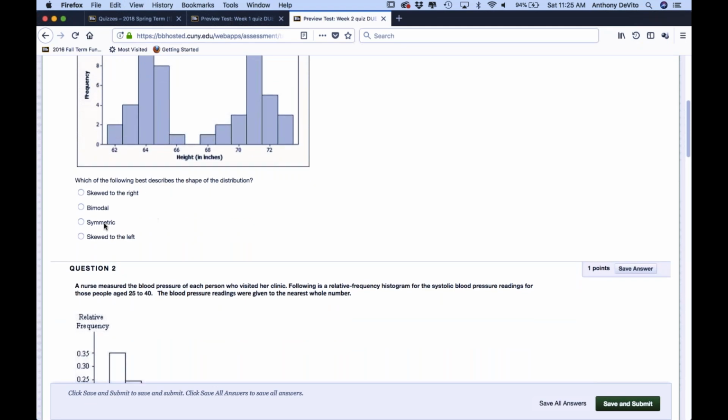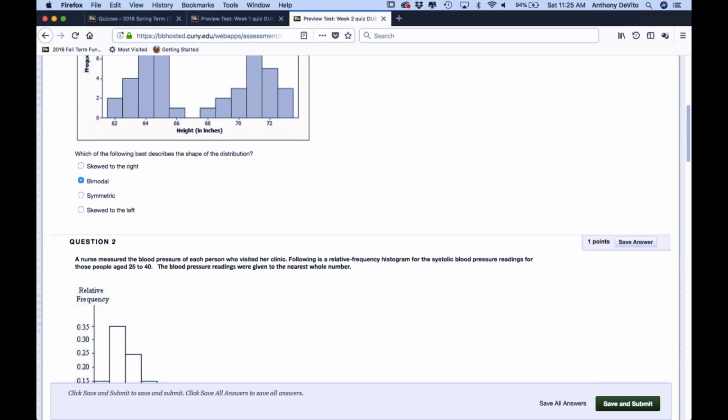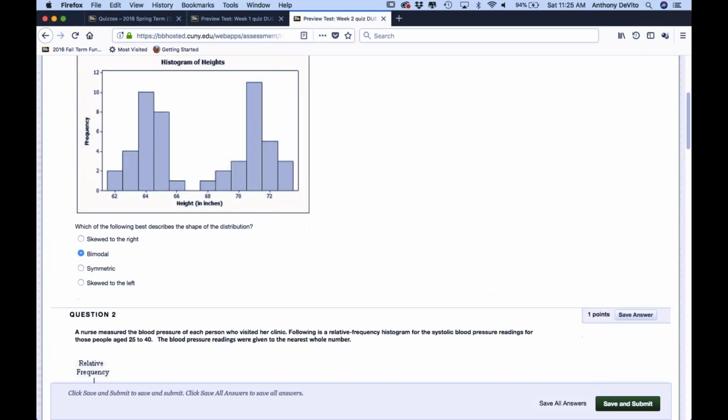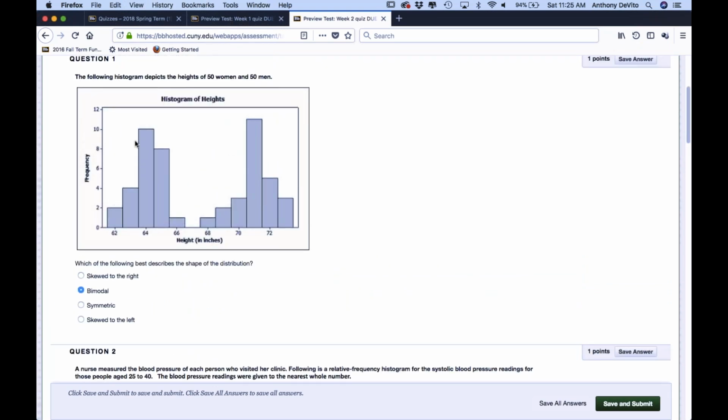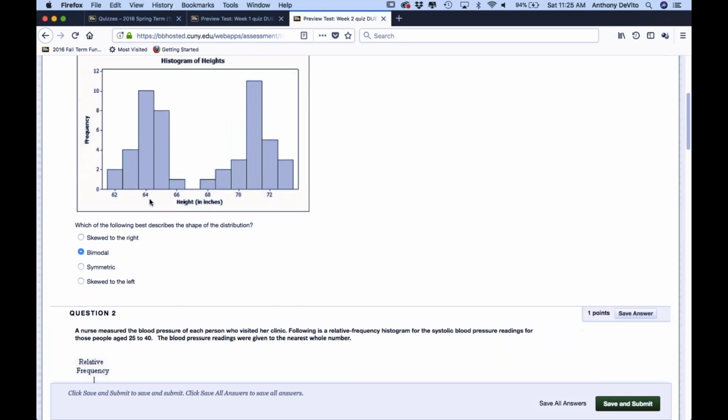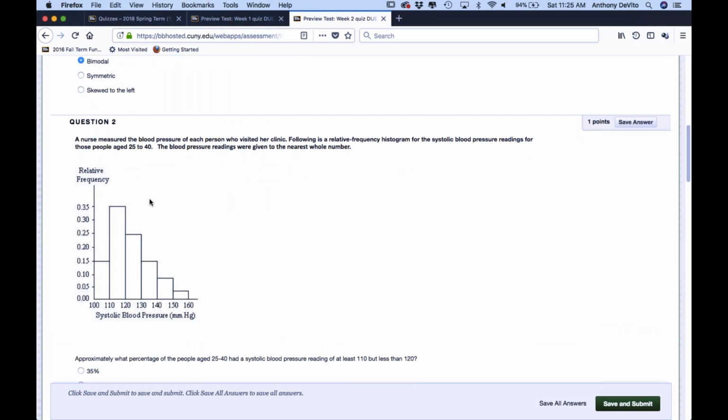So how would we describe this? Symmetric, not symmetric, skewed to the left? I'd say bimodal is probably the best answer. The height is the frequency of the particular value, 64 at 64 years of age. I'm not sure what I said, but I'm trying to talk pretty fast to get through all of this.